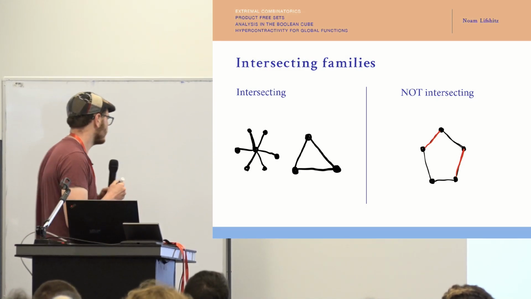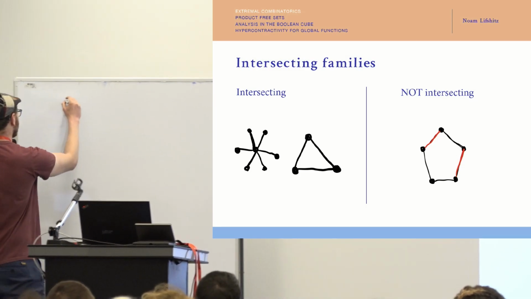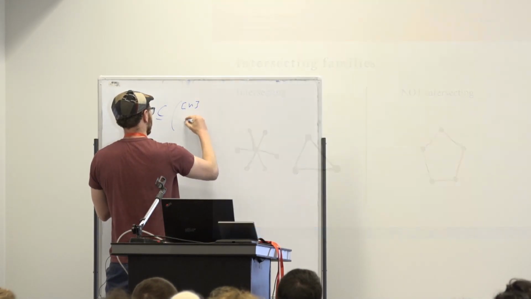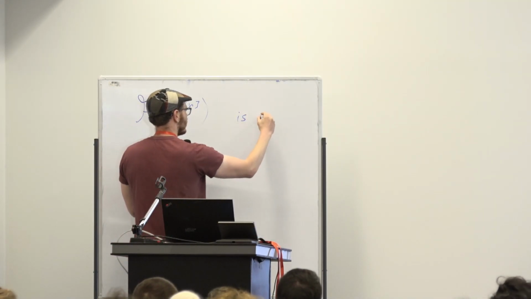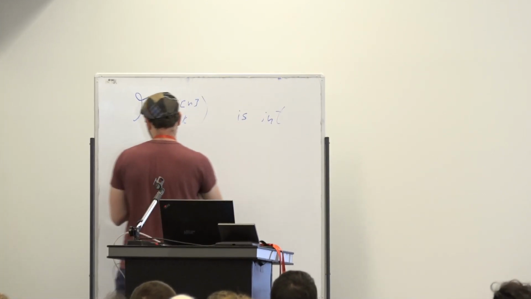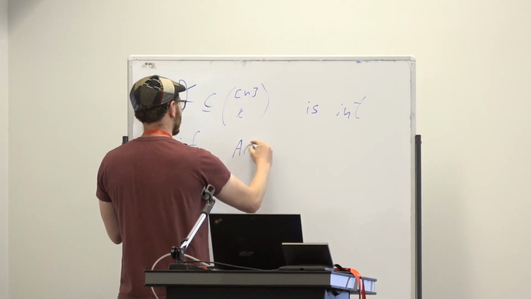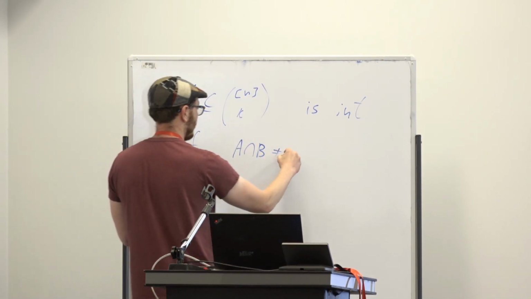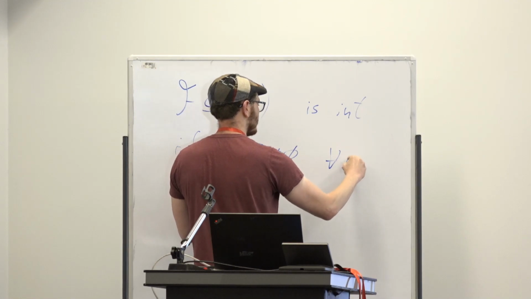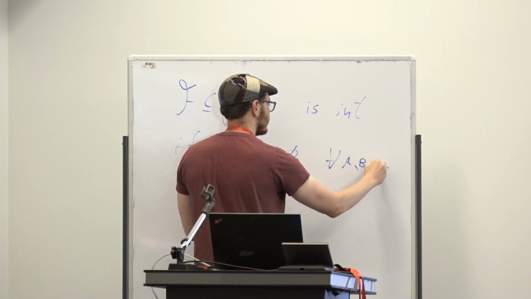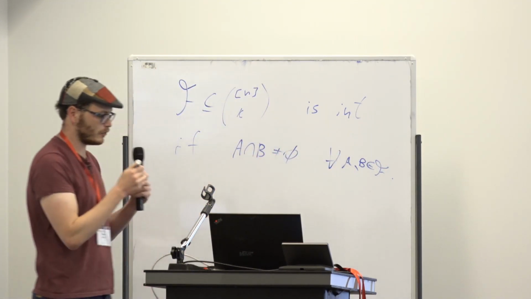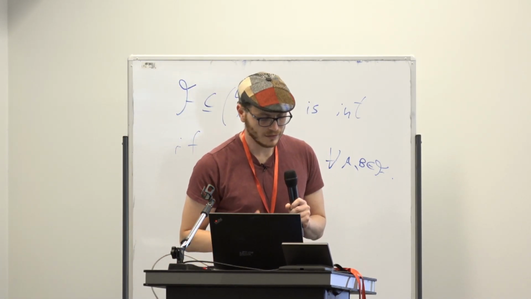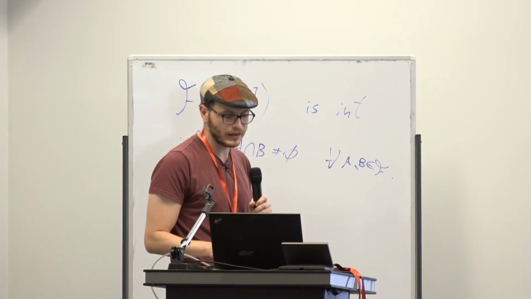Okay, so if I take a family of sets F, it's intersecting if the intersection of each two sets in F is non-empty. And this is the case where k is equal to 2, when you have graphs. And in general, you can talk about hypergraphs.